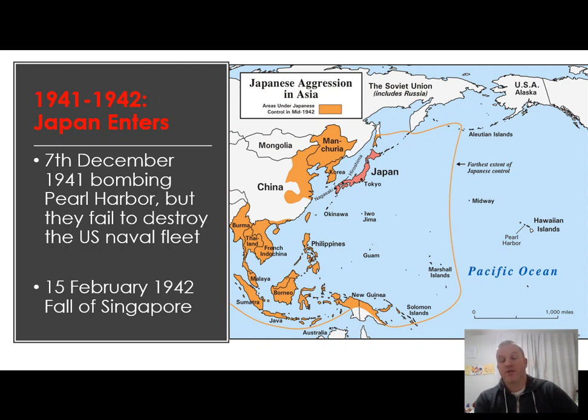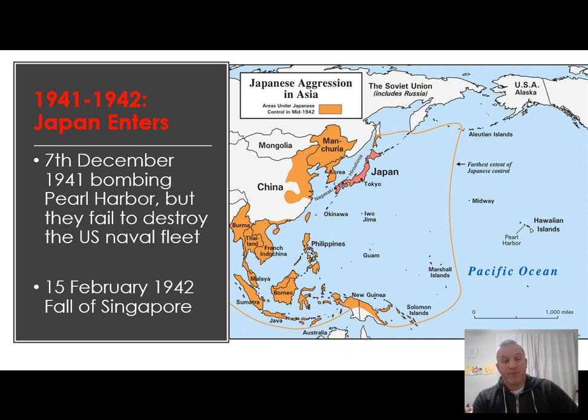And so essentially from the very beginning, the fact that they don't knock the US out, in fact, they get the US now involved and angry, shows that it's kind of over before it's even begun. There's a conspiracy theory that Roosevelt knew that this was coming and allowed it to happen in order to get the US involved, but there's not much to that.